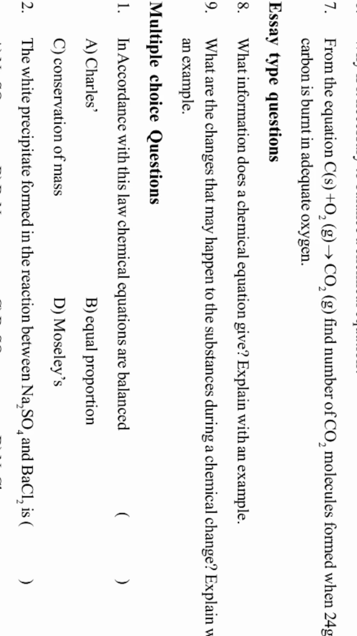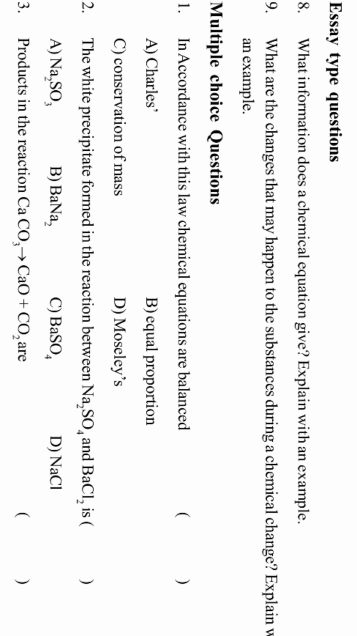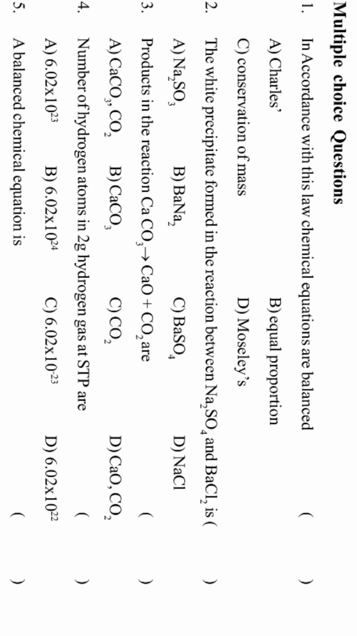Okay. Now another set of questions: what information does the chemical equation give? Explain with an example. It is also there in the beginning of the lesson where I explained. What are the changes that may happen to the substances during a chemical change? Explain with one example. First, what is a chemical equation? Give one example. Okay, now let's see the multiple choice questions. First: in accordance with this law, chemical equations are balanced. The answer is C, conservation of mass.